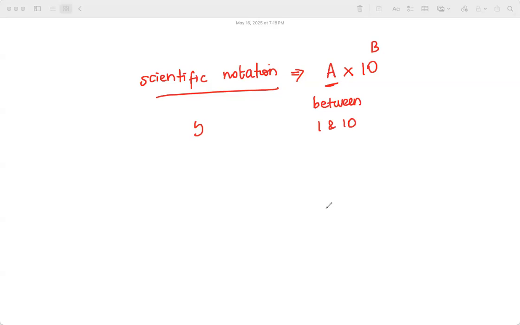A is a number between 1 and 10. Can I move on? I don't understand it. I'll tell you, there are examples. The number can be 2 times 10 power of 5. If it's a very small number, it can be 2 times 10 power of minus 5. Any questions?